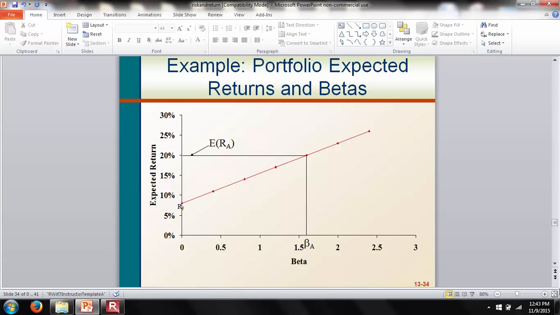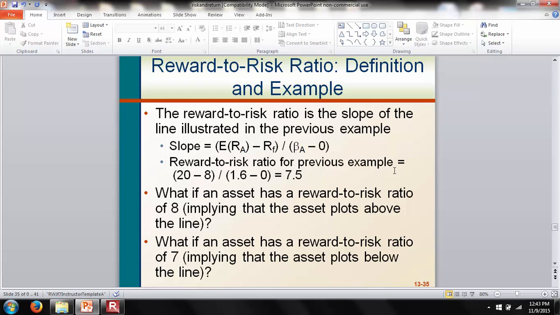So portfolio expected returns and betas. So basically here this is referred to as the security market line. And what is the security market line? We have the beta of the portfolio versus the expected return. And the point where it hits the y-axis is the case where the beta is 0, and in this case you should be getting the risk-free rate. And what is the reward to risk ratio? That is the slope of the line, which is given by the return on the stock minus the risk-free rate divided by the beta. Okay.